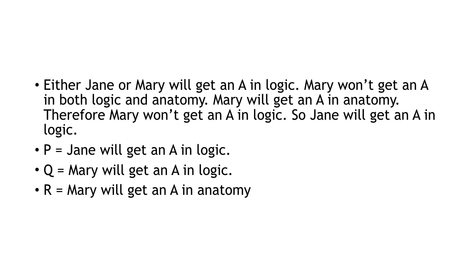P, Jane will get an A in logic, right? Q, Mary will get an A in logic. R, Mary will get an A in anatomy. So we've got the 3 letters we're going to need to use. Those are the 3 different things the argument talks about. Now that we've got the letters for those claims, we can move on, translate the next step, the different ways, the different claims it makes about these statements.